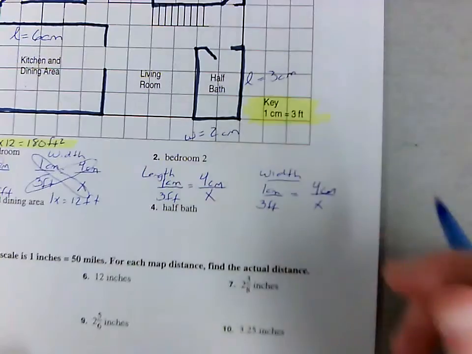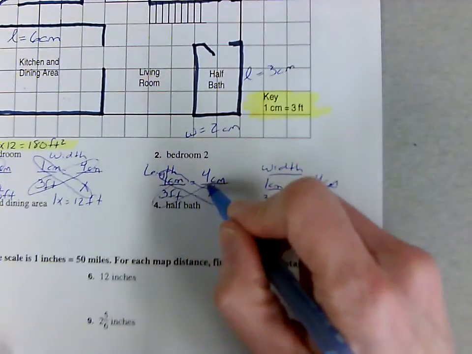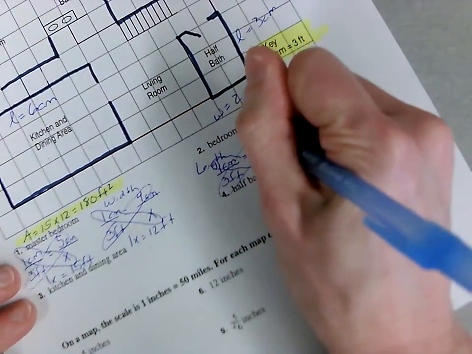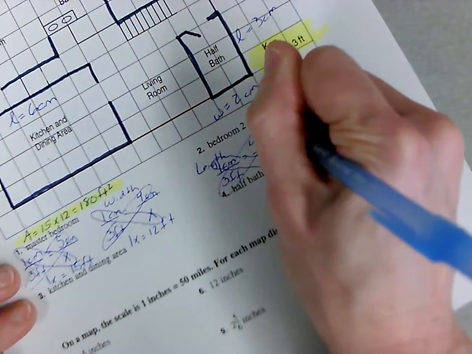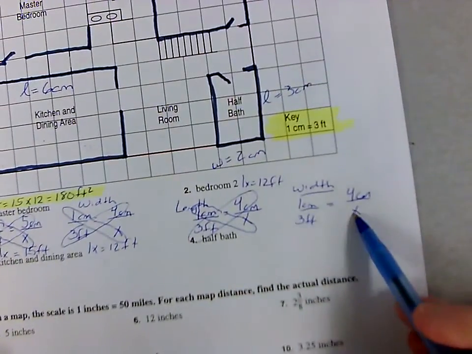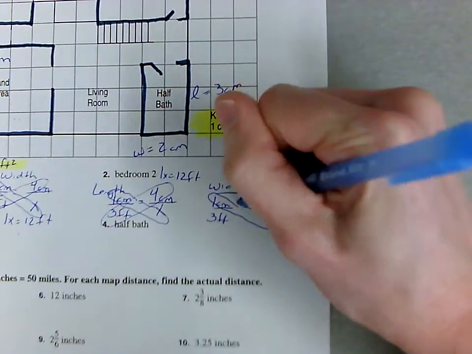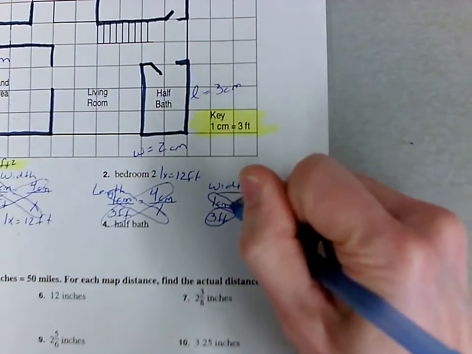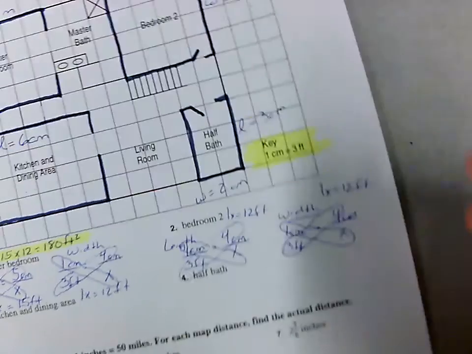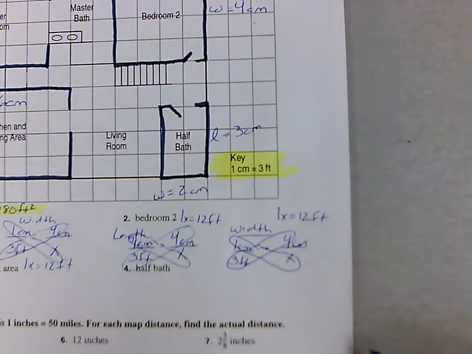All right, let's multiply. So 1 times X, 3 times 4. Your length is going to be 12 feet. And you have the same thing in the width. So 1 times X, 3 times 4, 1X is 12 feet. So the actual room, bedroom number 2, is a 12 by 12 room.